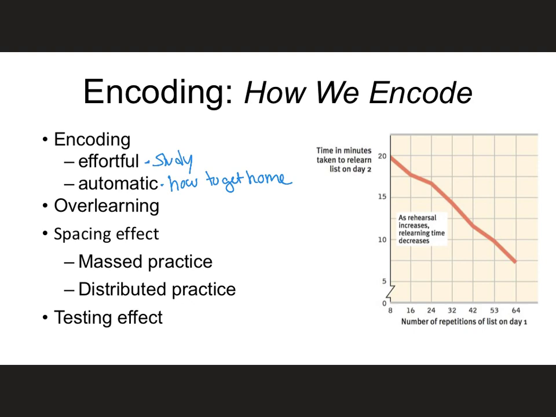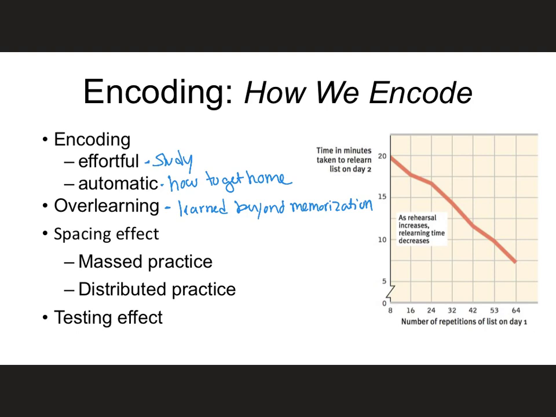Another way to encode is to overlearn. This is where you've learned beyond memorization. It was funny, we just did the Constitution in U.S. history, and a lot of kids still know the preamble, right? So that might be an example of overlearning.